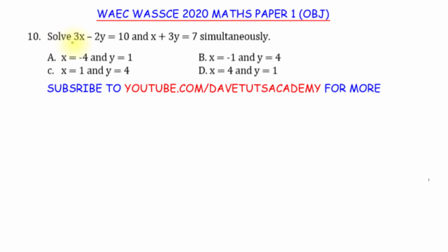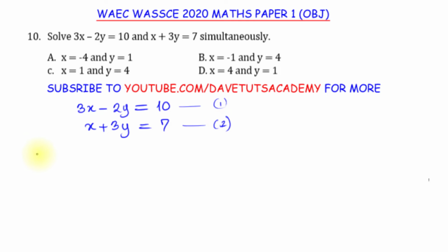In this question, we are to solve 3x minus 2y is equal to 10 and x plus 3y is equal to 7 simultaneously. I think I would love to use the substitution method. It's been a while since I attempted that. You can use whatever method is quite easy for you to solve it. If I call the first equation 1, I call the second equation 2.